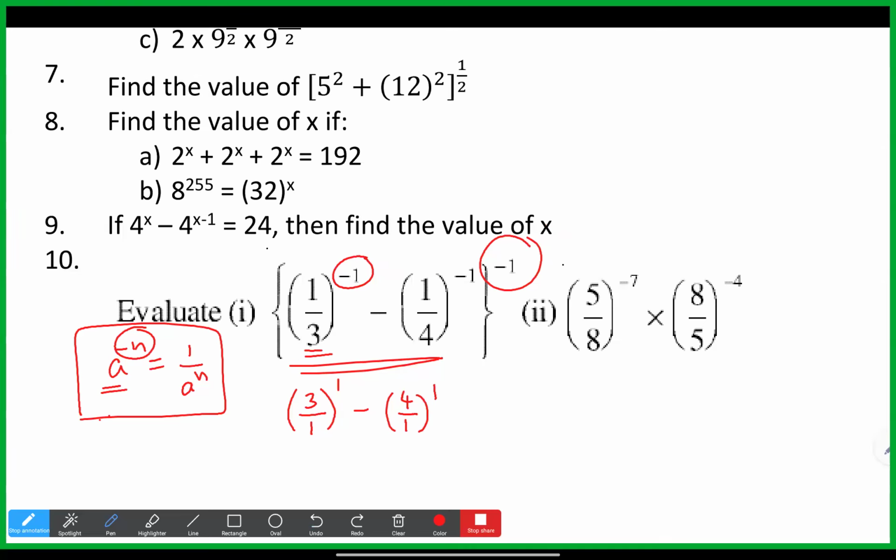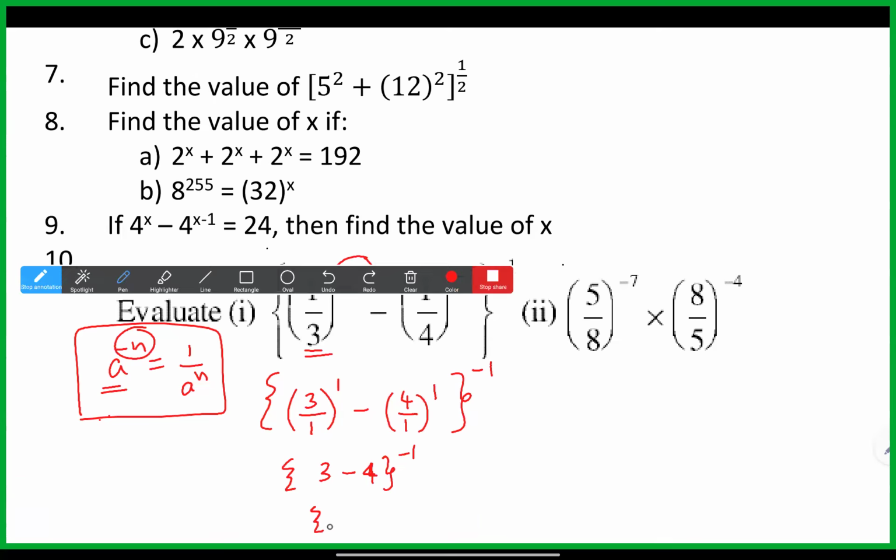So that minus 1 is actually for the entire thing. So what I'm doing is this inside part, 3 by 1, is nothing but 3. So 3 power 1 is 3. And the other one, (4 by 1) whole power 1, will become 4. Now after solving this, then only we can apply this minus 1. So 3 minus 4 will become how much? Sir, minus 1. Minus 1 power minus 1.